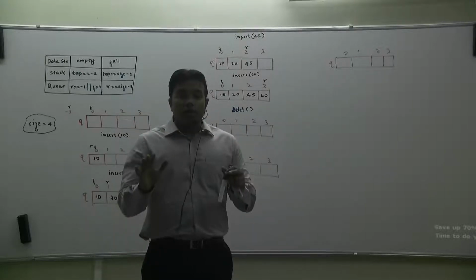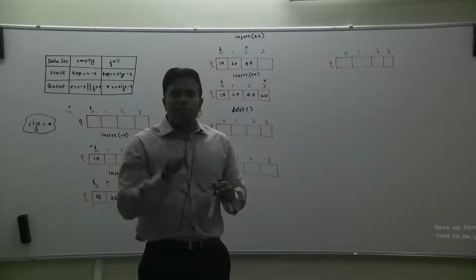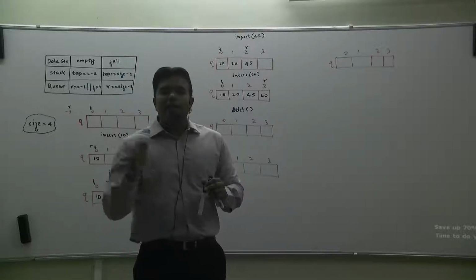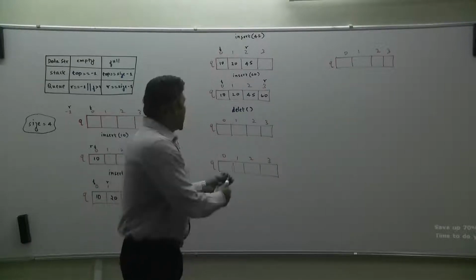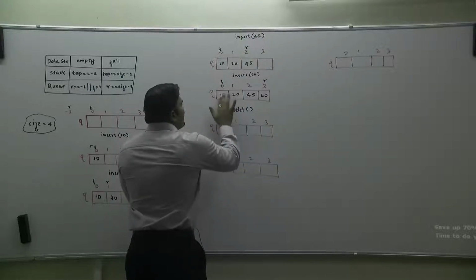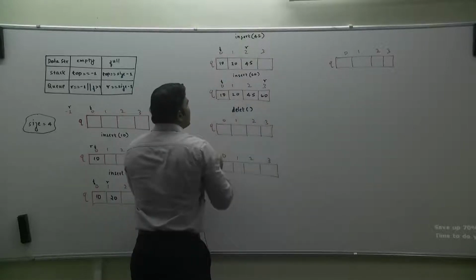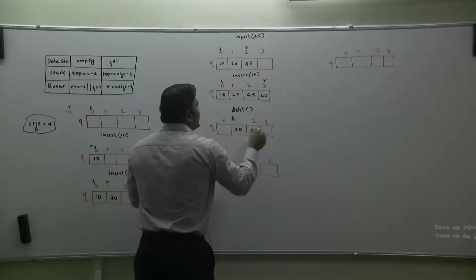Not only that, think of a queue for a cinema ticket. Will the fellow standing at the rear get deleted, or will the fellow standing at the front collect the ticket and get deleted? Obviously, the fellow standing at the front. So the fellow at the front, this fellow 10, will get deleted. Not only that, we will also increment front. So this becomes the new front, and this is how things would look.